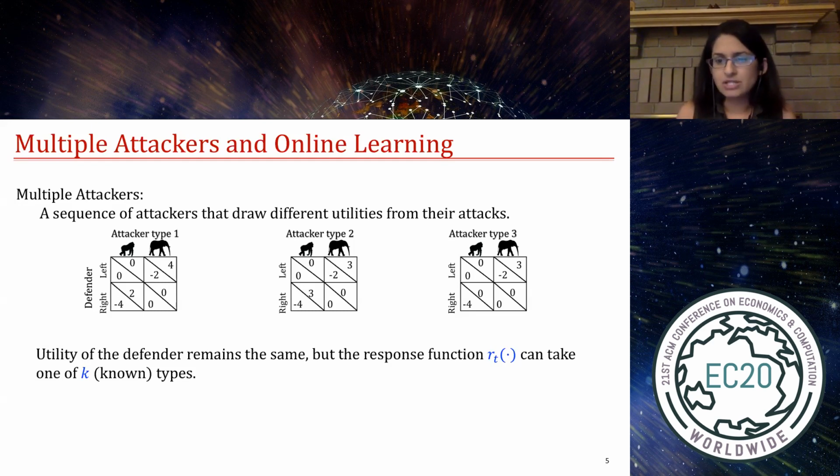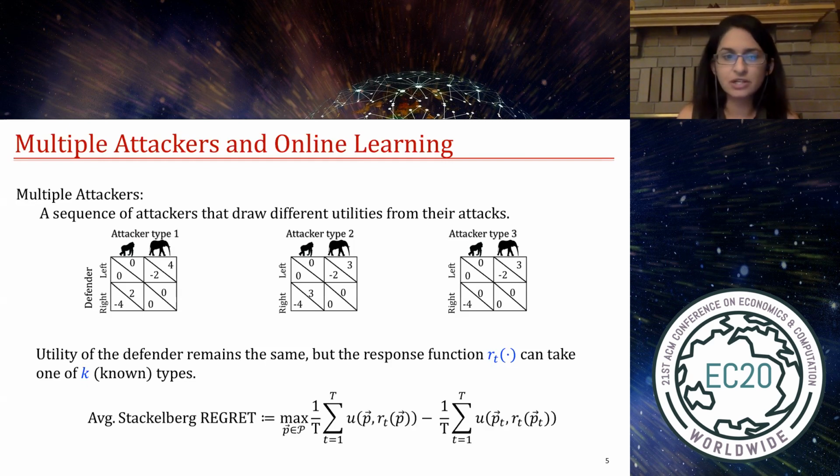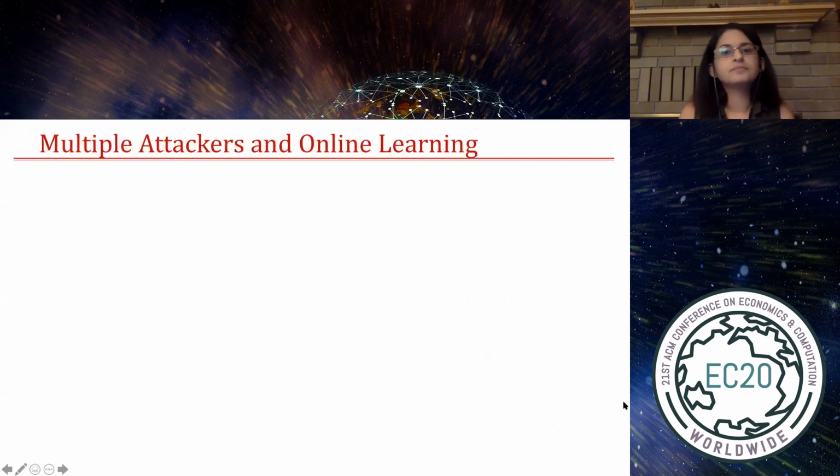And that best response function, RT, is actually what's changing based on which type of attacker we see. And just to repeat, the average Stackelberg regret is what our algorithm receives by deploying PT and seeing the response to that, versus deploying the best P and seeing the response to that best C. So that is, as Chara described, the Stackelberg regret that we are going to be working with.